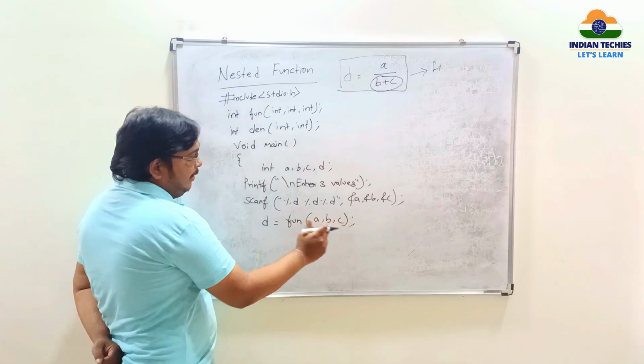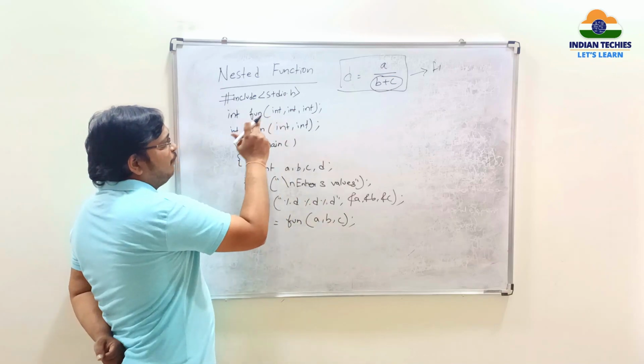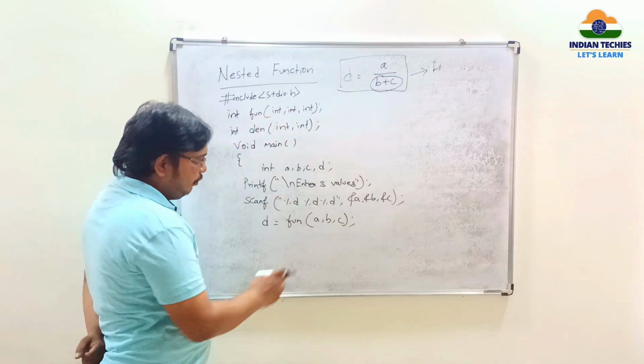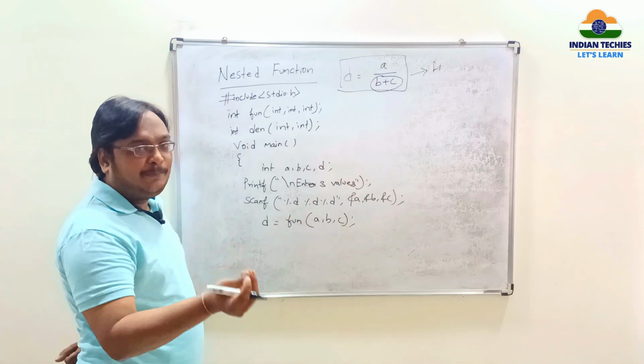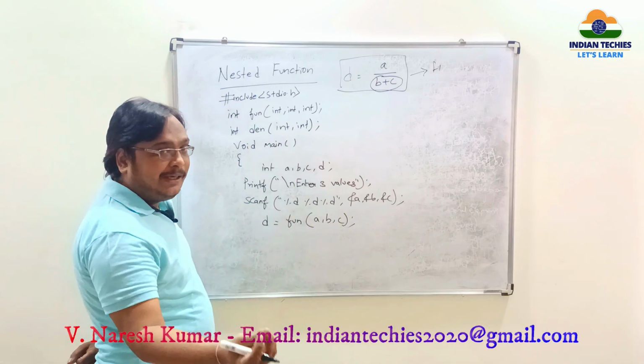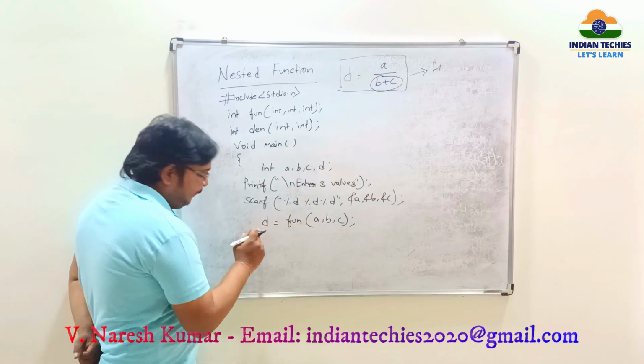As I told you, a, b, c I have taken as input. This fun function also has 3 variables, so these 3 are matched. This function will calculate in some way and produce the result. That result will be returned back and stored in d.